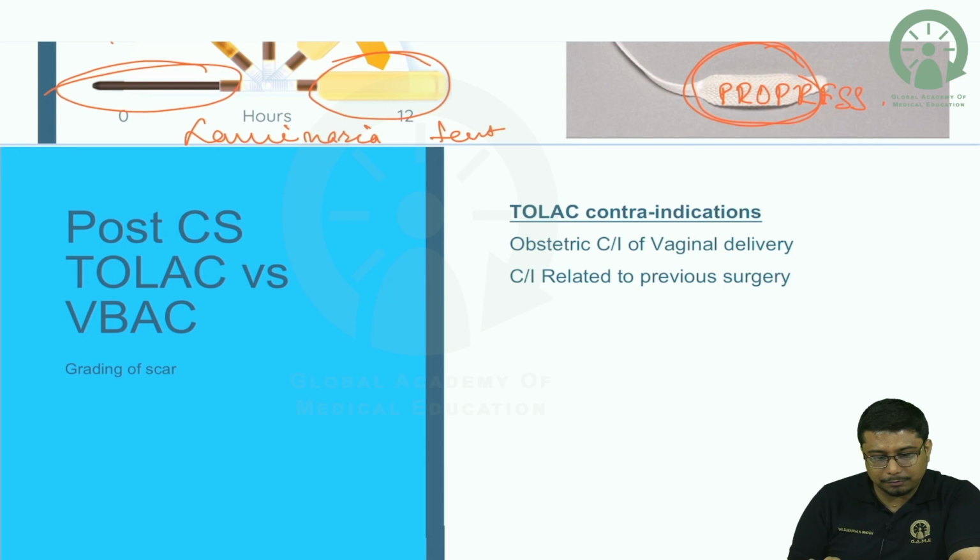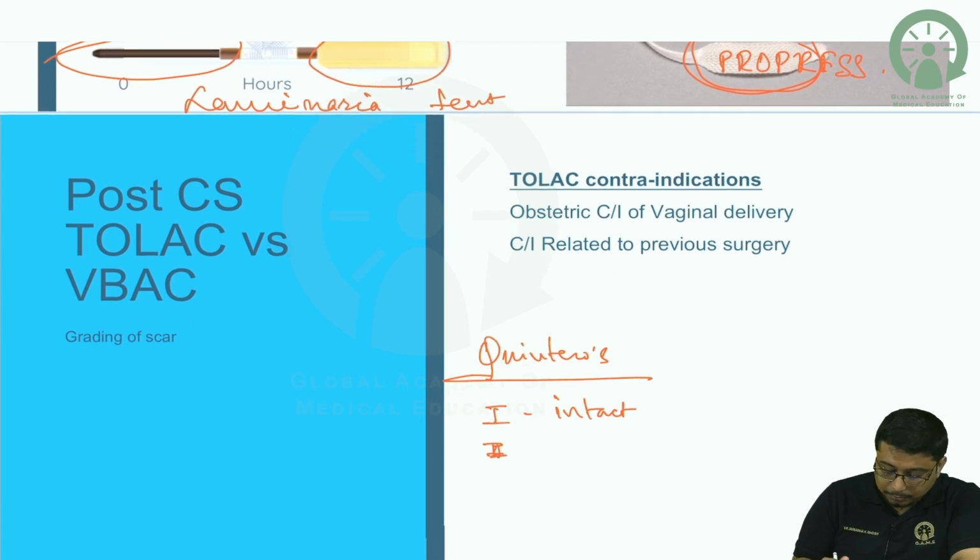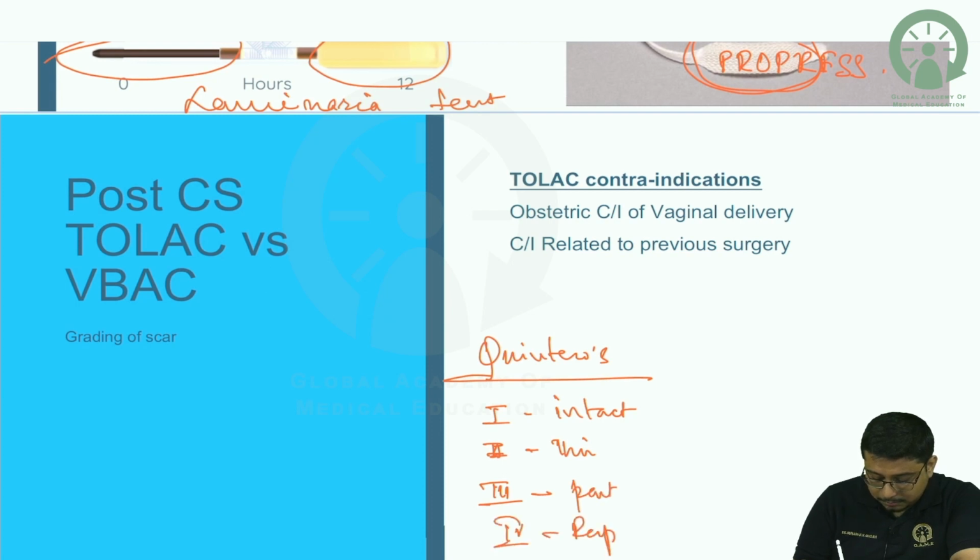Okay, next thing is, when we were discussing cesarean, we discussed TOLAC and VBAC. So TOLAC and VBAC are not the same thing. Let us see the Quintero's classification of scar, cesarean scar. So grade 1 scar is an intact scar, that is an intraoperative finding. When we open the abdomen after a cesarean, we get to see the condition of the scar. So this is thin scar, grade 2. Grade 3 is partial rupture, and grade 4 is rupture, uterine rupture. Okay, scar rupture. So TOLAC is trial of scar after cesarean, whereas VBAC is vaginal birth after cesarean.